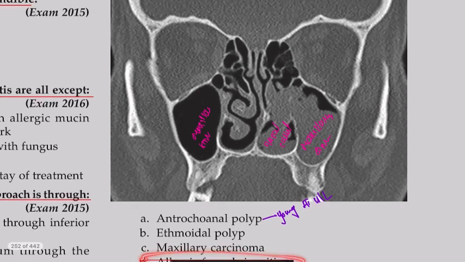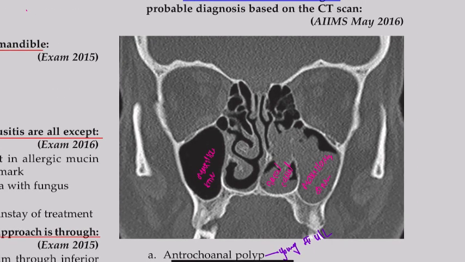Here the NCCT shows haziness of the left maxillary sinus, right? Haziness of the left maxillary sinus, and a mass in the left nasal cavity also, and in the maxillary sinus also, without any bony erosion, right? So it is allergic fungal sinusitis, right?